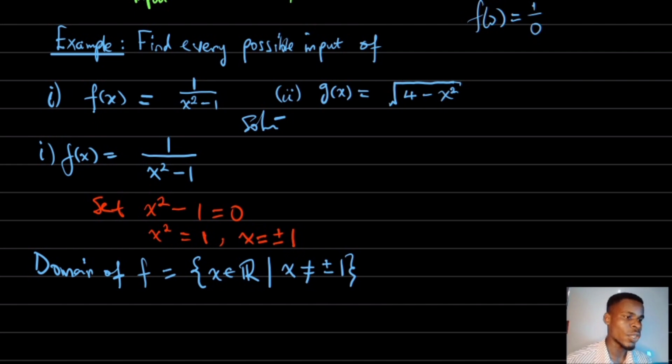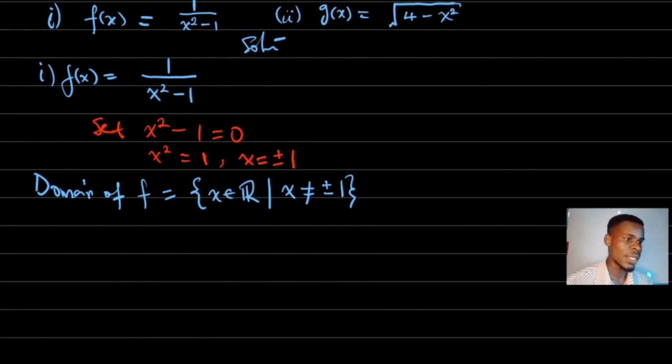We can also use interval notation by saying, let's remove 1 and negative 1 from the set of real numbers. We can do that using intervals. We take from negative infinity up to negative 1, but we don't want negative 1, so we use a parenthesis to show that we open it at negative 1. In other words, negative 1 is not included.